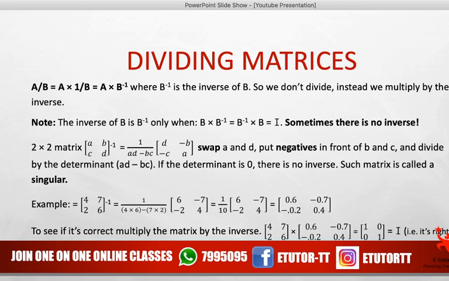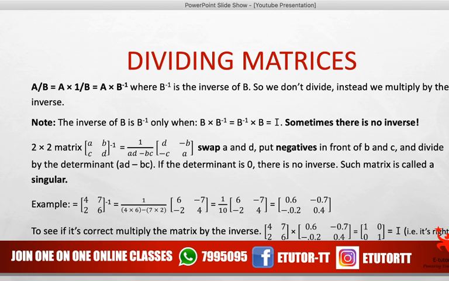So just remember, as you swap A and D and put a negative sign in front of B and C. Example: 4, 7, 2, 6. The inverse of that is equal to 1 over the determinant, which is AD minus BC, using the formula from above. So we just replace AD minus BC with the actual numbers.